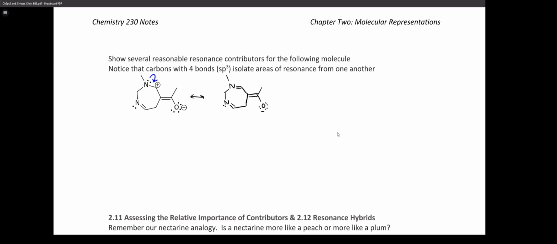It's a little better. Any changes in charge? There has to be a change in charge because the whole thing is neutral, right? Positive, negative. If there's a negative here, then where's the positive now? On nitrogen, the nitrogen on top, right? Good.